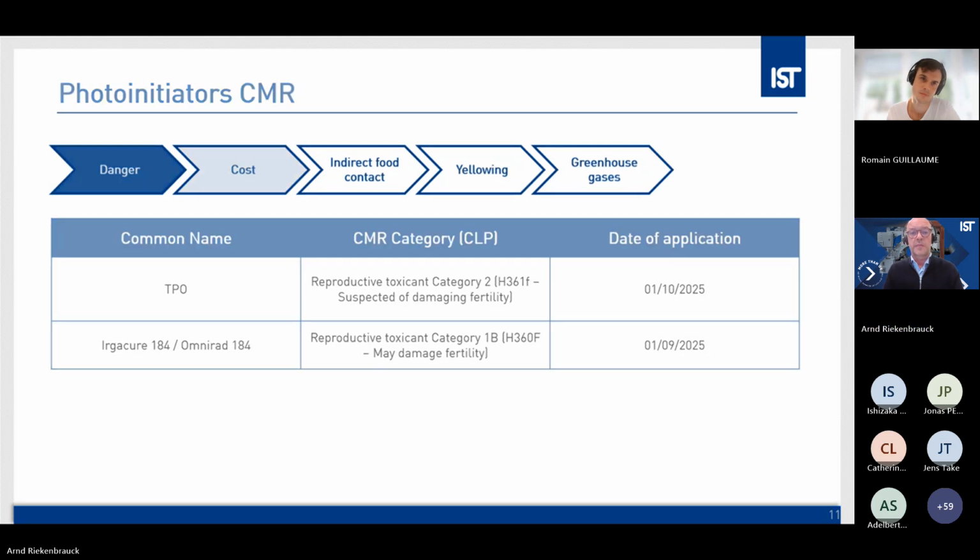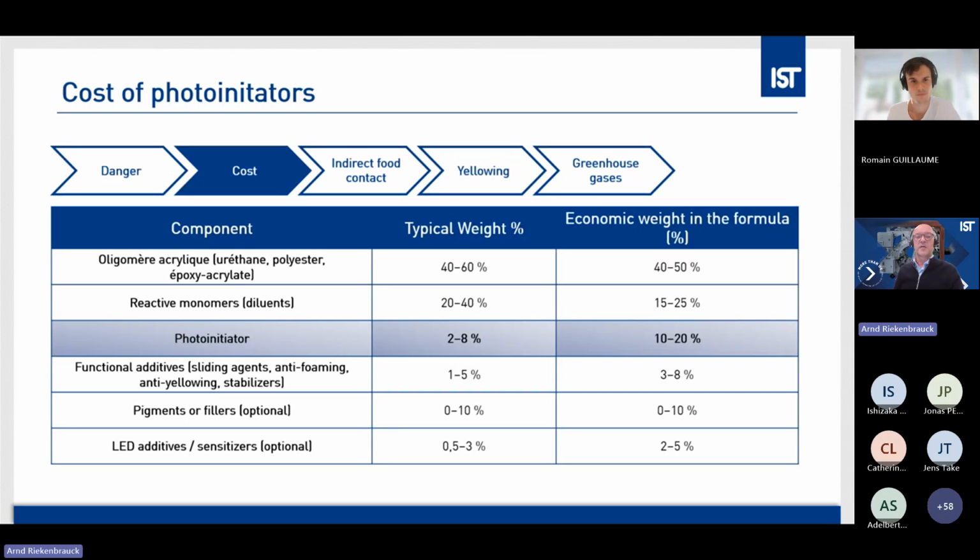When it comes to the cost, we have roughly, it's always a rough average we are giving here, the photoinitiator cost in a formulation can reach 20%, it has 20% of the economic weight, and so it's an important factor to have a look at.